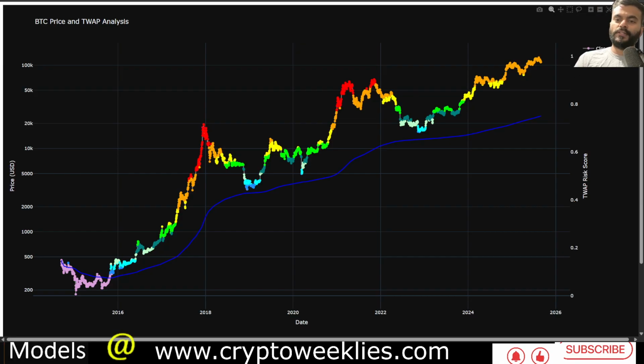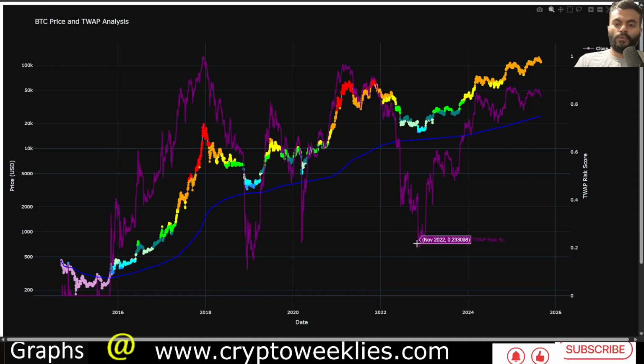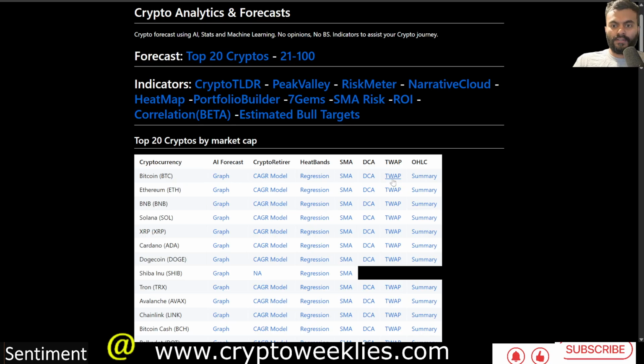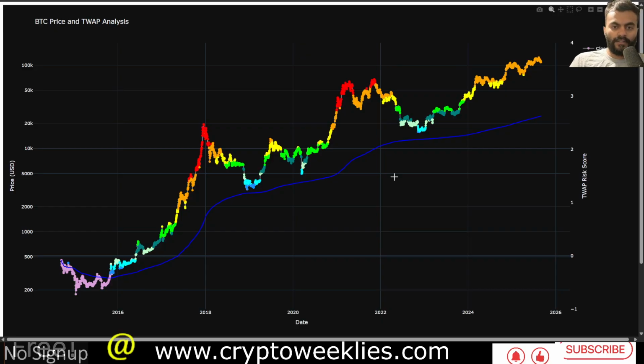Again, the accumulation range in 2026 for Bitcoin could well be there. This time weighted average price model is available for free on the cryptoweeklies.com website, the link at the bottom of your screen. It's under the Bitcoin related analysis. We have similar analysis for all of the major cryptos by market cap, and you can see there is a stark distinction between Bitcoin's journey on its time weighted average price and other cryptos.